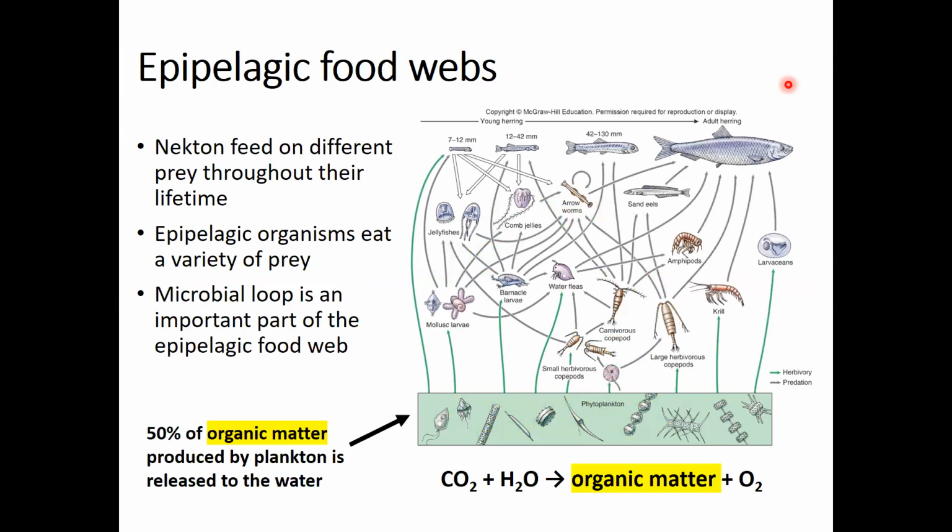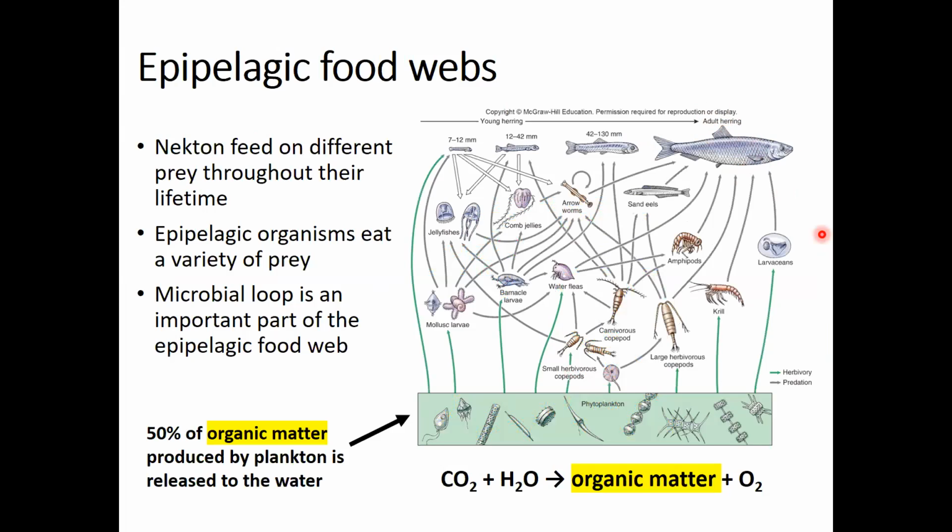Epipelagic food webs can be quite complicated. Some species of nekton feed on different prey throughout their lifetime. An adult herring is eating sand eels, amphipods, and larvaceans, but during its early life stages, it might be feeding on jellyfishes. So the type of food that adults versus juveniles eat changes. And many epipelagic organisms eat a variety of prey. So this adult herring can have many different trophic levels depending on the pathway that we follow.